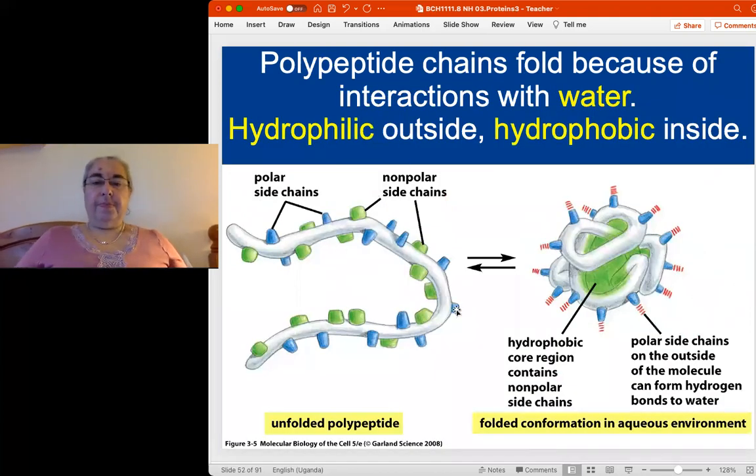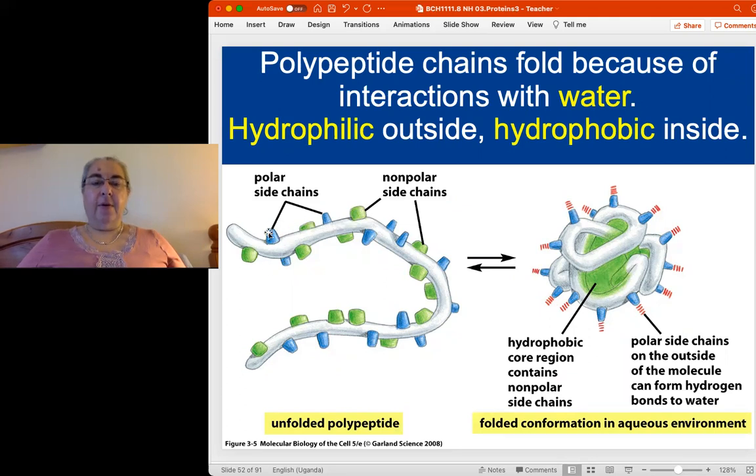Okay, so another very important element in the way that polypeptide chains can fold up is how hydrophobic or hydrophilic the different amino acids are. So, polar side chains. Here is a polypeptide chain with its peptide linkages illustrated just as a white tube, if you like, with the R groups of different amino acids sticking out on either side.